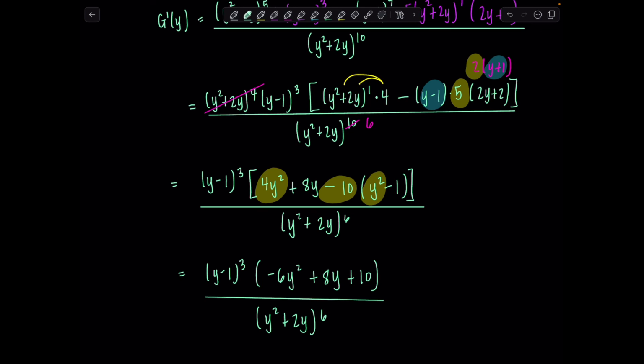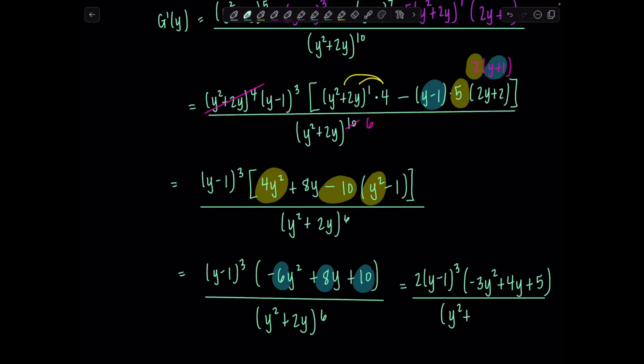Is that as cleaned up as it's going to get? I mean, we could take a 2 out of all of these guys. Should we do it? Let's do it. And I'll just put it all the way out front. So we'll have 2 times y minus 1 cubed. And then I'll have negative 3y squared plus 4y plus 5, because I took that 2 out from everybody. And then we have y squared plus 2y to the 6th.